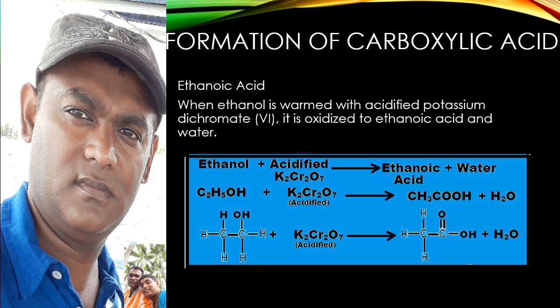Another important reaction is the formation of carboxylic acid. Ethanol reacts with potassium dichromate(VI) to produce ethanoic acid and water. The ethanol is oxidized to carboxylic acid. That is, in the case of ethanol, it is ethanoic acid.